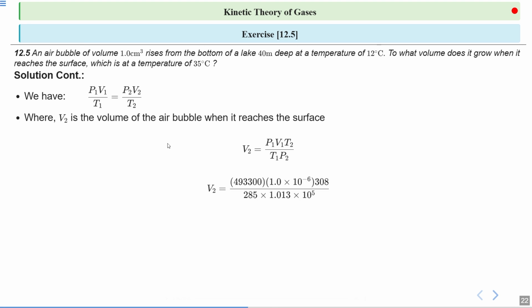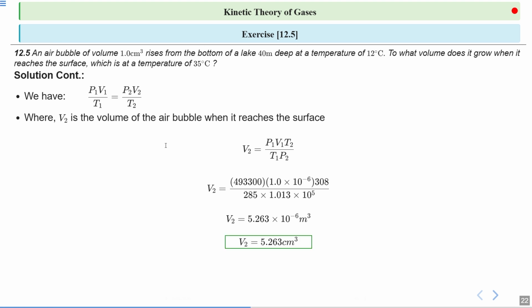So let's substitute the known values into the equation. V2 is equal to 493300 into 1.0 into 10 raised to the power minus 6 into 308 and divided by 285 into 1.013 into 10 raised to the power 5. So V2 is equal to 5.263 into 10 raised to the power minus 6 meter cube. This gives us the volume in cubic meters, which is a standard unit in physics.